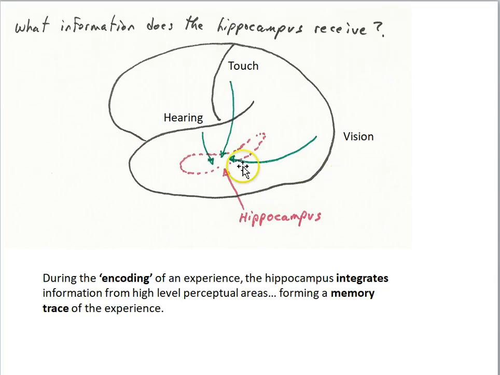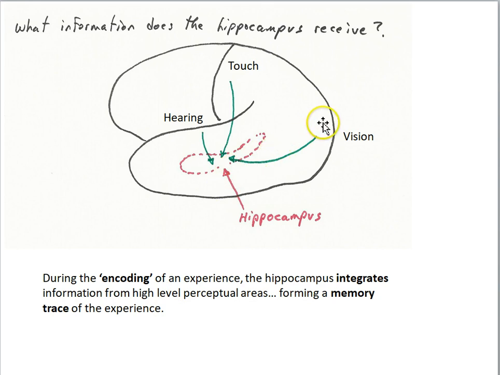So we'll begin the story with the critical role that the hippocampus plays in memory processing. And we can see its importance when we think about how information is flowing in the human brain. So during the encoding of an experience, psychologists use this word encoding, so we're sort of conscious and aware of what's happening. So we are having a learning experience. During that experience, the hippocampus integrates information from high-level perceptual areas, forming a memory trace of the experience.